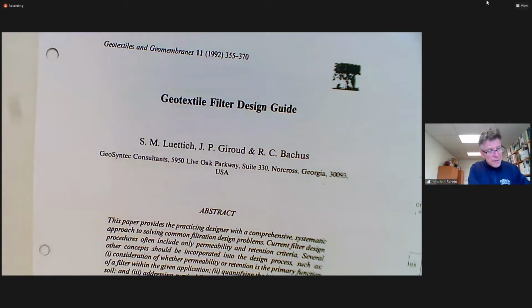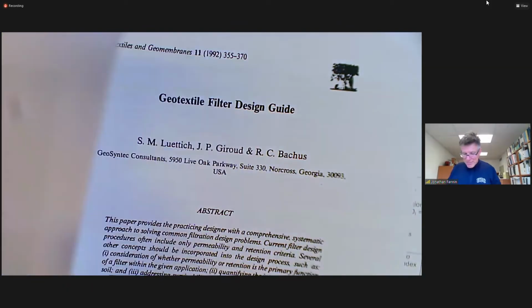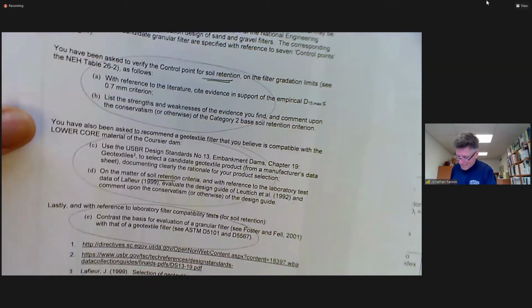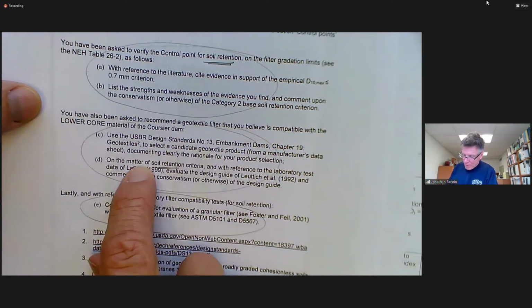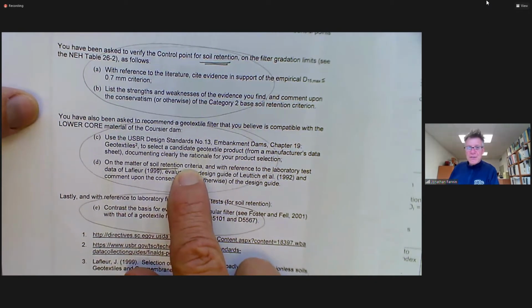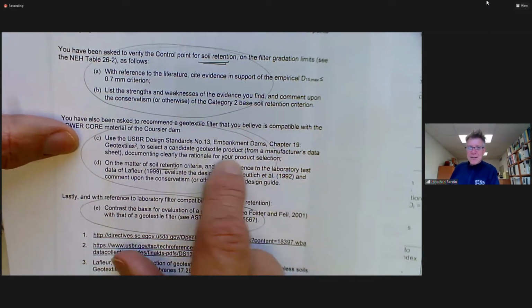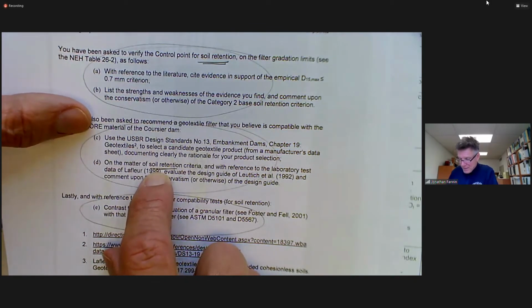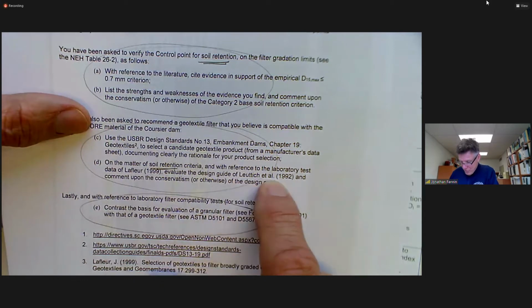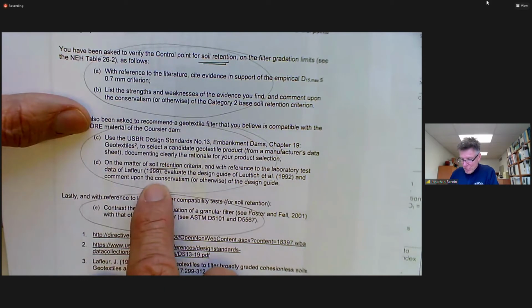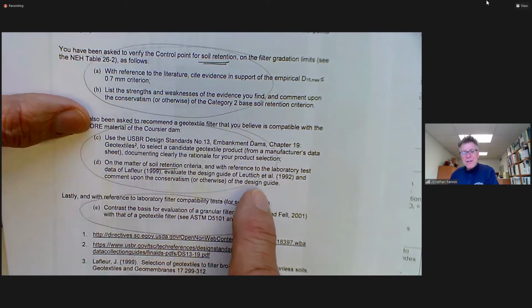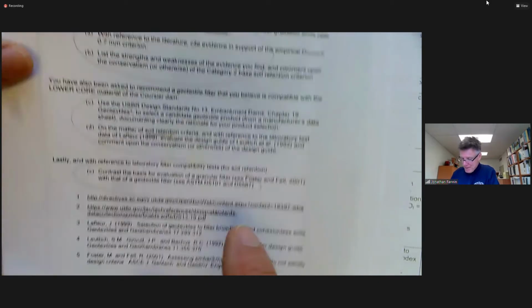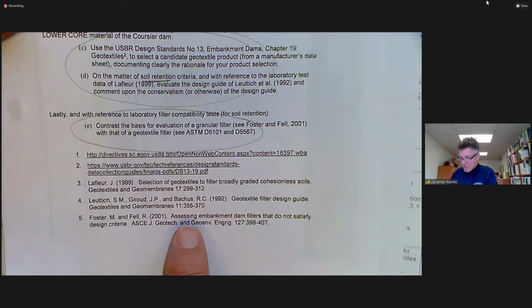And again, without sounding like a broken record, on this assignment number 2, on the matter of the soil retention criteria, and with reference to the lab test data of Lafleur, take those lab test data, but evaluate the design guide of Lutic et al. And comment upon the conservatism or otherwise of the design guide. And the references are down at the bottom here.